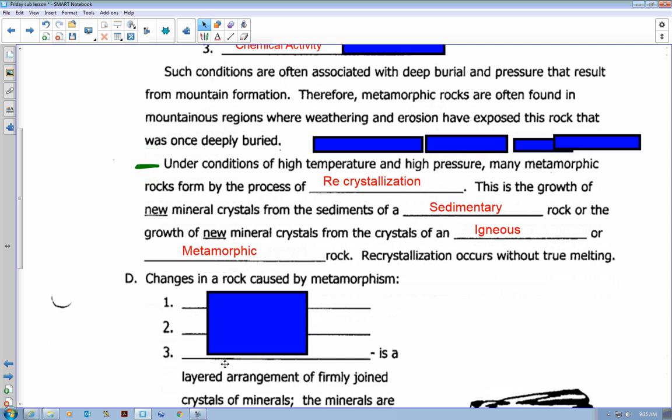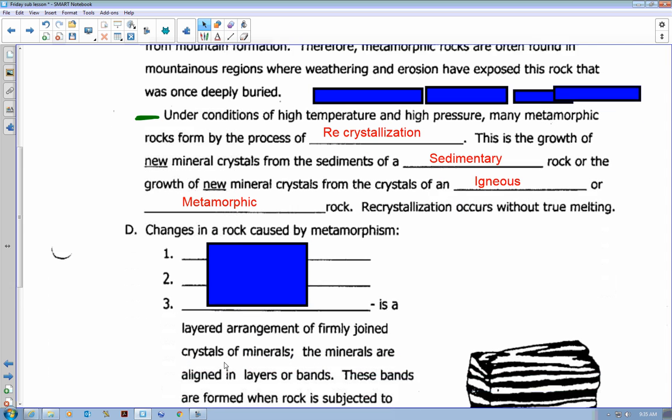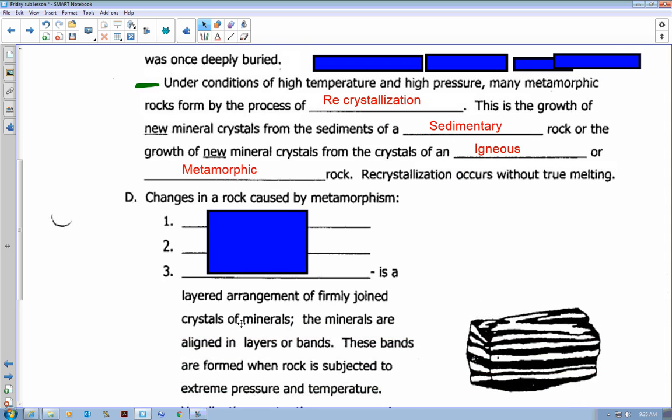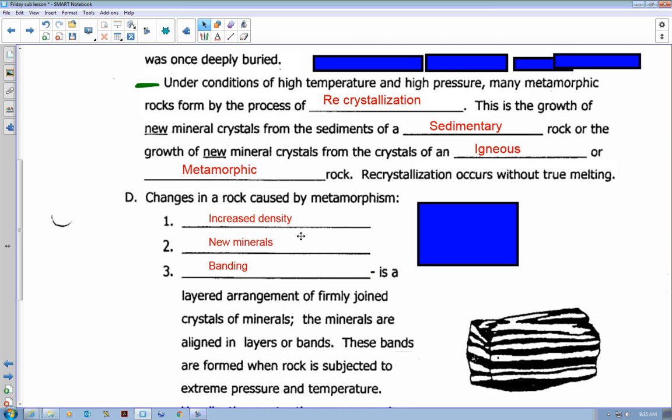You might imagine that being exposed to massive pressure and heat in the regrowth of crystals might severely alter the rocks, and in fact it does. Some of these alterations are going to include increased density. Because of the pressure and the depth, these rocks are really being squeezed and compressed and compacted, so they're much more dense. New minerals are going to grow.